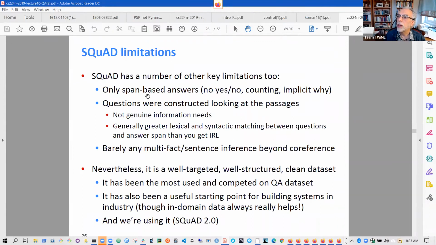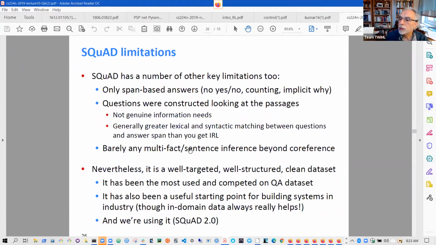Okay, other limitations: only span-based answers. You can't look at a passage and ask a yes or no question, or ask why something happened. It's just this very restricted form of question answering that you're allowed to do. The passage has, you have to find some subset of words in the passage that directly addresses the question. Other kinds of questions, you're not even trying to answer.